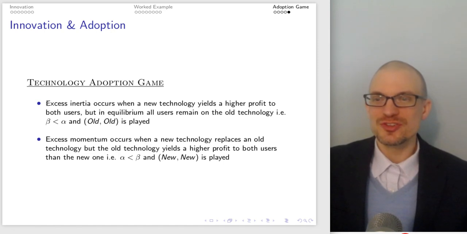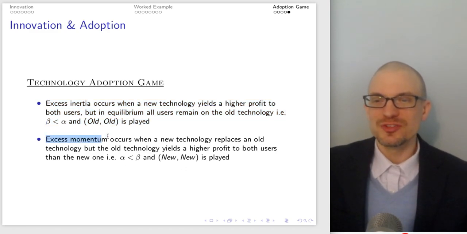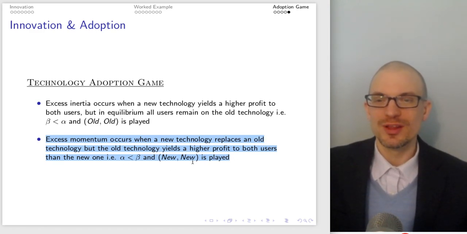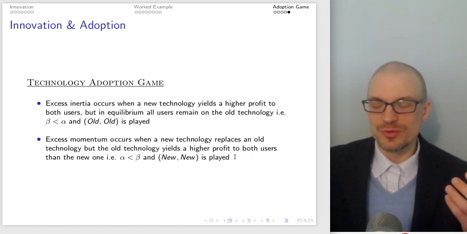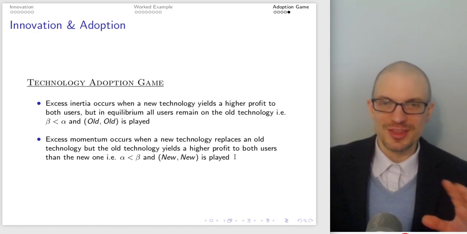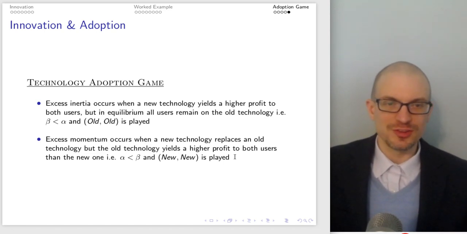right? Excess inertia occurs when the new technology yields a higher profit to both users. In equilibrium, all users remain on the old technology. Excess momentum occurs when the new technology replaces the old technology, but the old technology yields a higher profit to both users than the new one. All right, so we want to think about these in the context of the fact that you're ultimately playing a coordination game between other consumers and then consumers with the firm in terms of what products are developed and what products are adopted. Anyway, more on this with product design and innovation in the future.